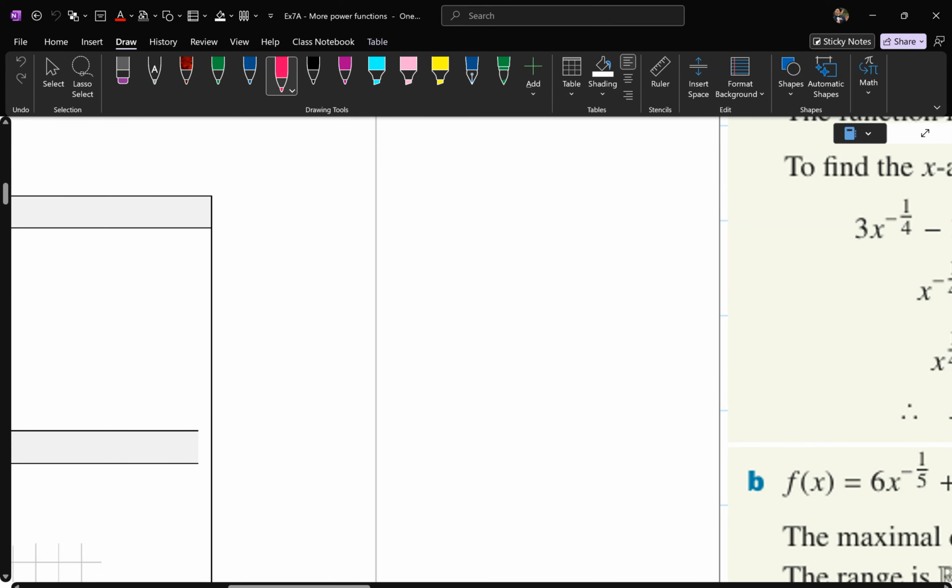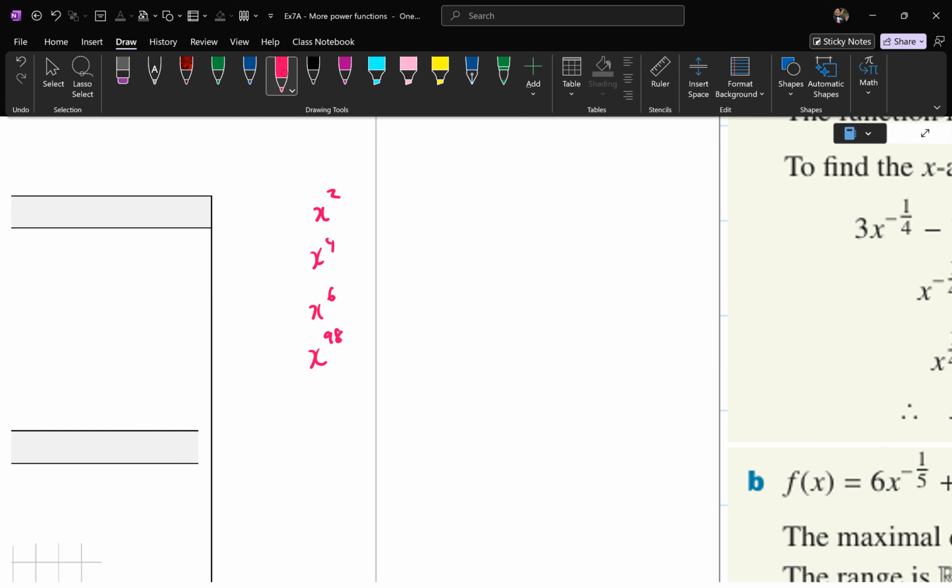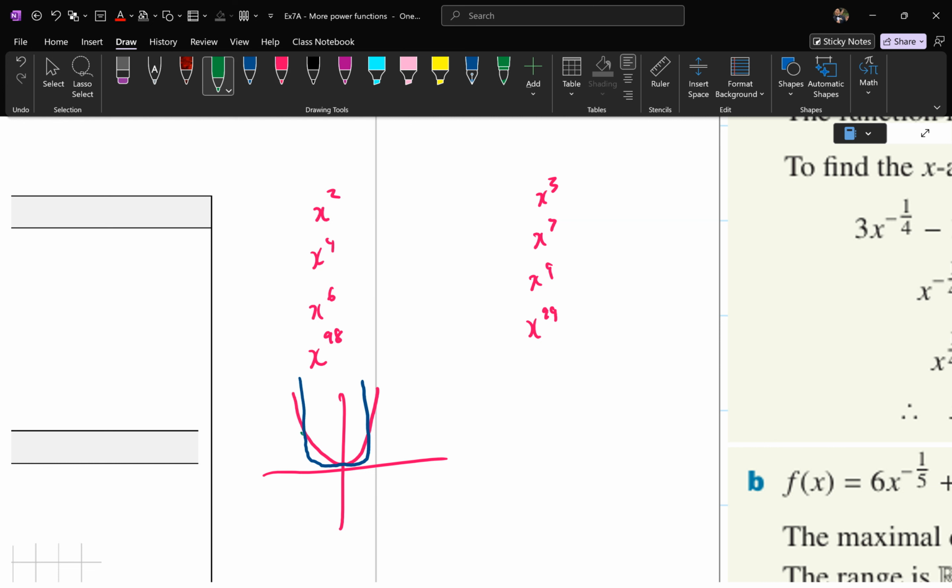Just to jog your memory again, x squared, x to the 4, x to the 6, all the way to x to the 98, versus x cubed, x to the 7, x to the 9, to x to the 99, there was a pattern. We knew that it was symmetrical, so quadratic, that's your x squared. The larger the power, the more square the graph looks. And we explained that because the fractional component, the larger the denominator number is, the actual smaller the number is. That's why it gets really flat and small. And the intersection is always at 1 and 1. But symmetrical, that's one of the key things.